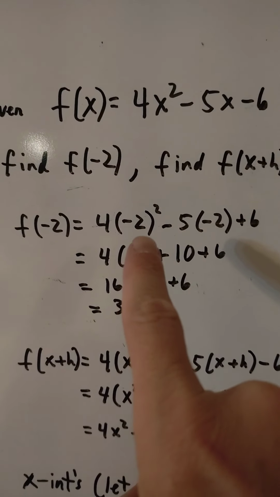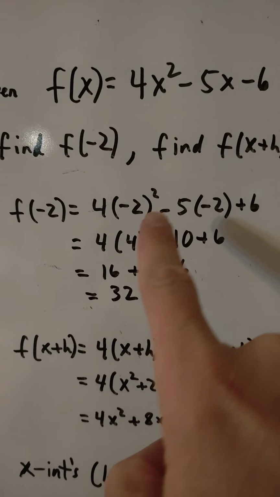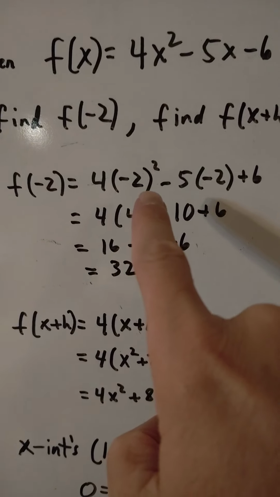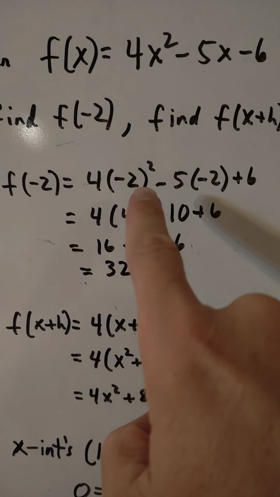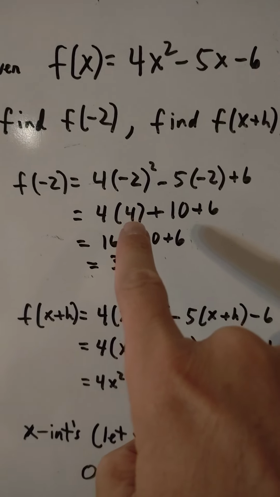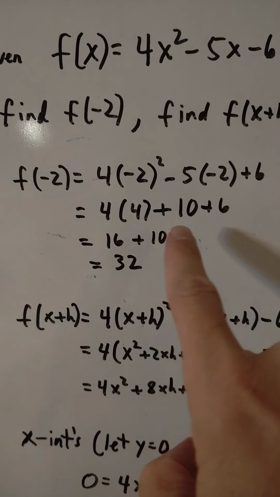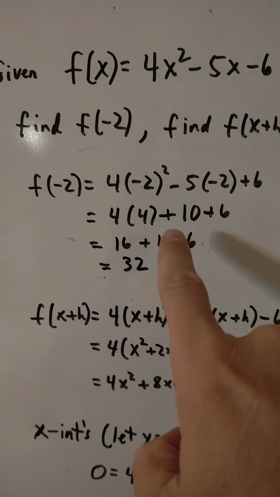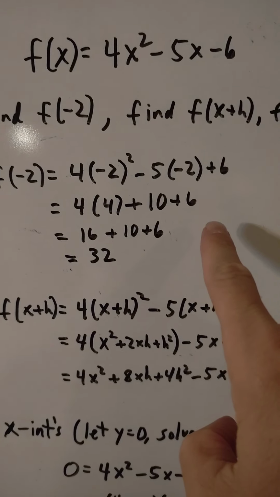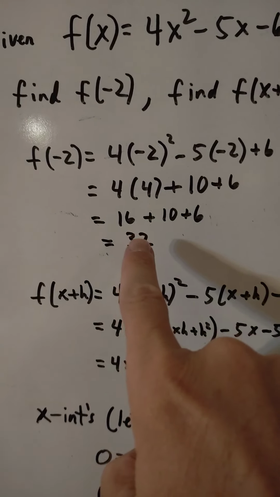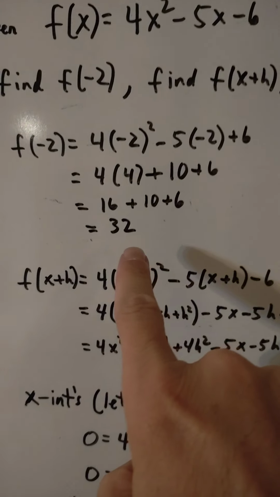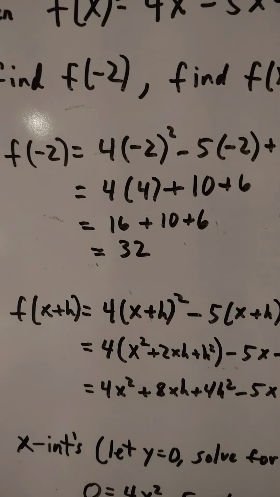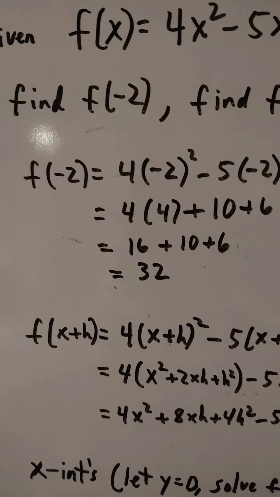So always do order of operations. So you got to do exponents before multiplication. So what's negative 2 all squared? Isn't that the same thing as negative 2 times negative 2? And that equals a positive 4. So now we got 4 times 4. What's a negative 5 times a negative 2? A positive 10. So you get the sign for free there. And then minus 6. And what's 4 times 4? 16 plus 10 minus 6. And that equals 32 when you add up those three numbers. So that's the first problem done.